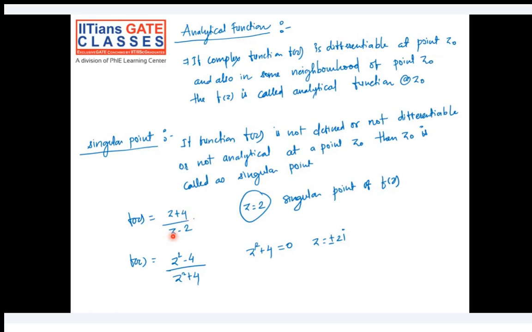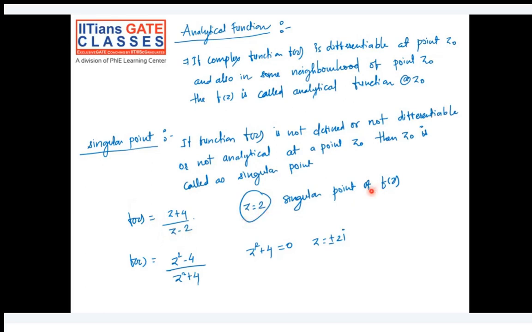What will be the value of the function at z equal to 2? If you see, at z equal to 2, the denominator will be 2 minus 2, which becomes 0. So anything upon 0 is infinity. So f of z will become infinity at z equal to 2. So you can say z equal to 2 is a singular point for f of z.